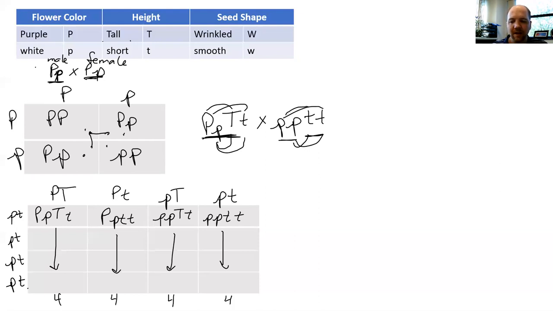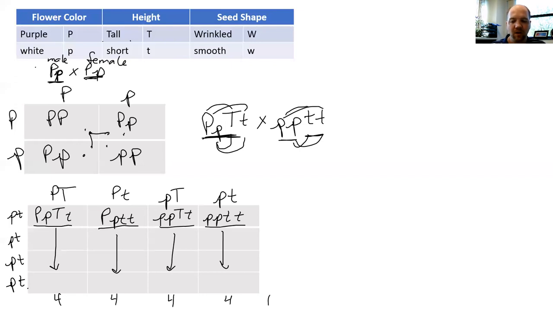Now this genotype here codes for a purple tall individual. So the phenotype would also be 4 possibilities. This individual here would be purple and short. And so that would be 4 possibilities. This genotype here codes for a phenotype that is white and tall, and there's 4 possibilities. And this genotype codes for a phenotype that is white and short, and there's 4 possibilities.